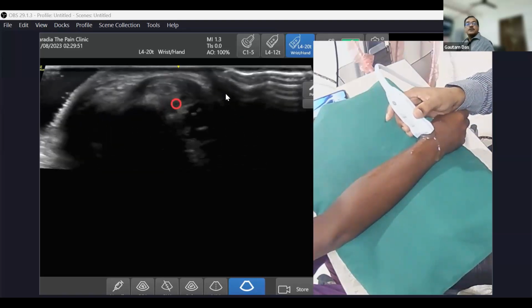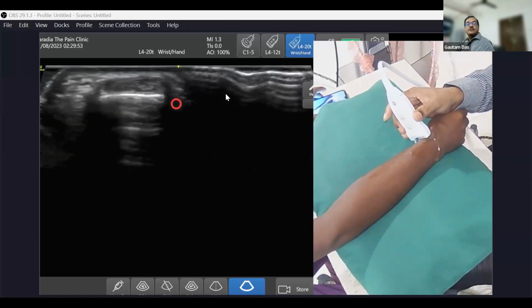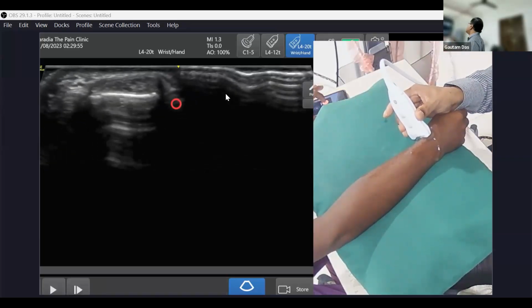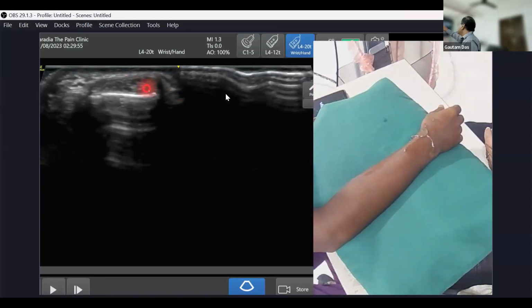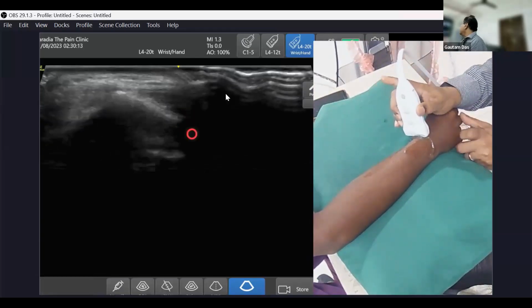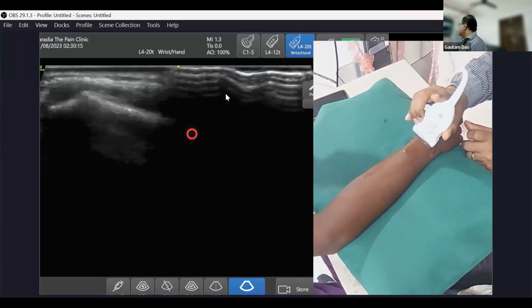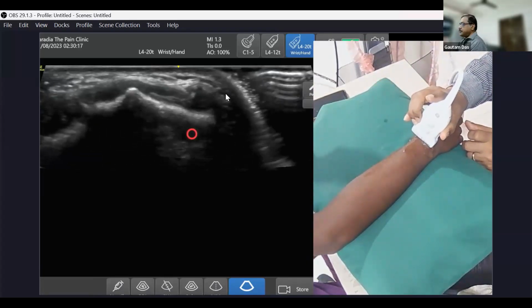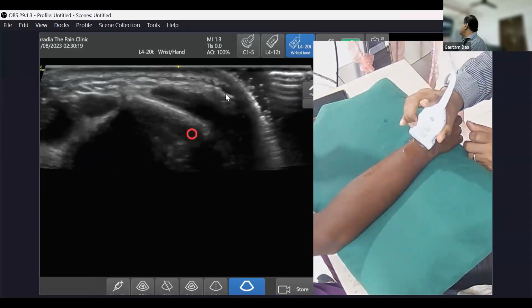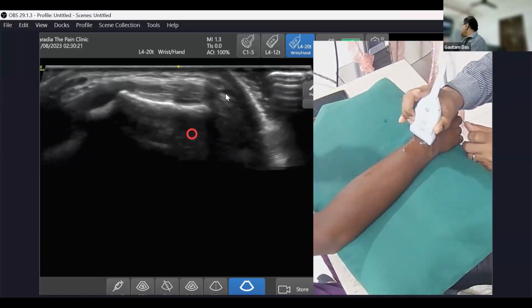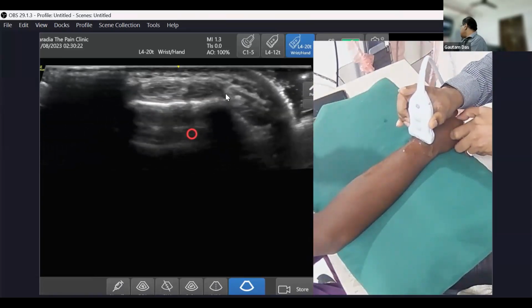So what you can see here is abductor pollicis longus and extensor pollicis brevis. And below that is your radius. And here you will be able to see the radial artery pulsating. So again, start from the Lister's tubercle. This was your Lister's tubercle, and from there I am coming to the radial side. So the first compartment, two tendons are very nicely seen.